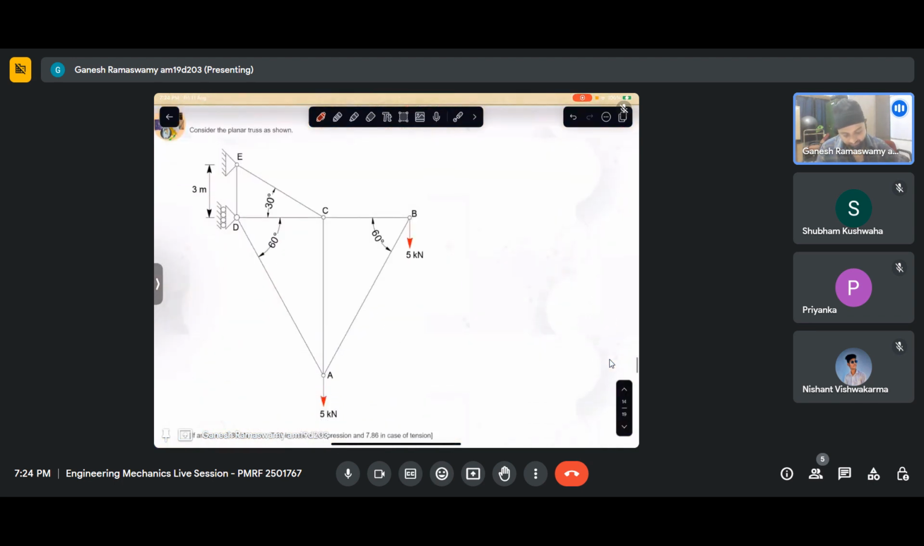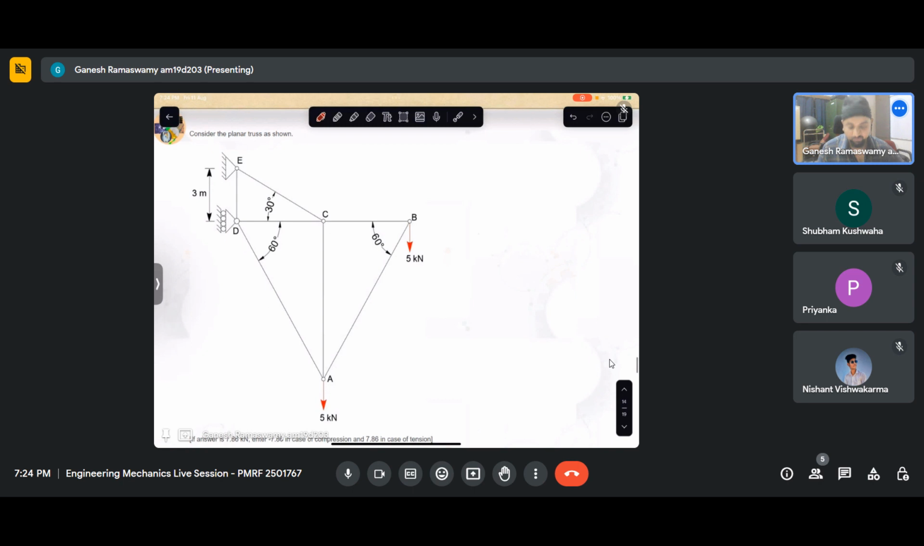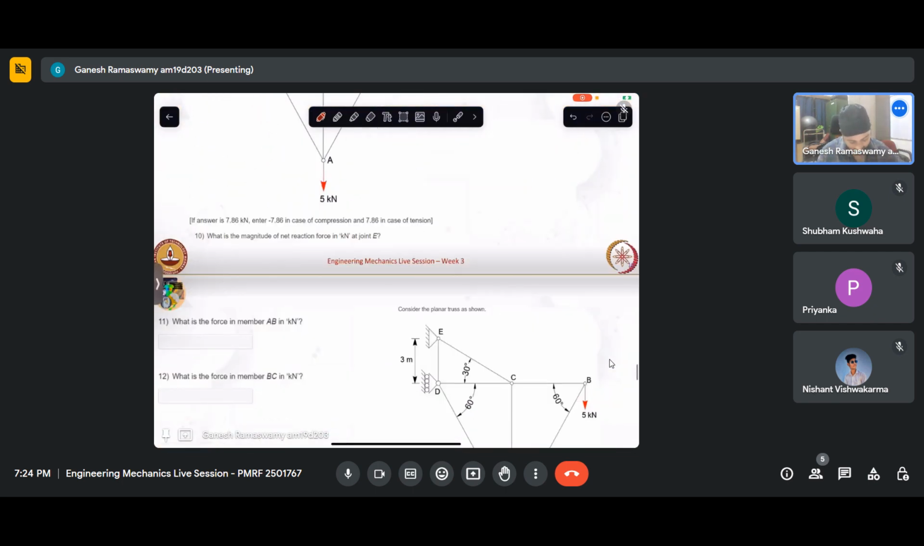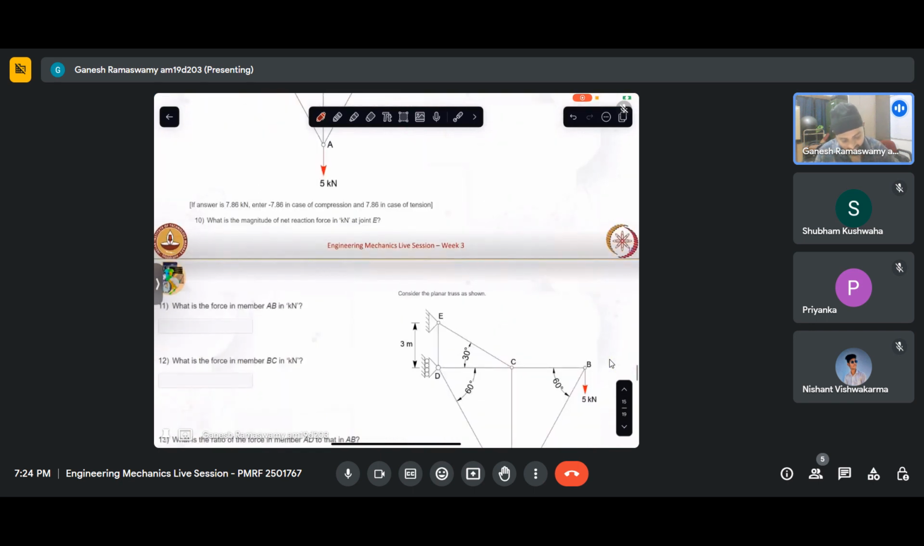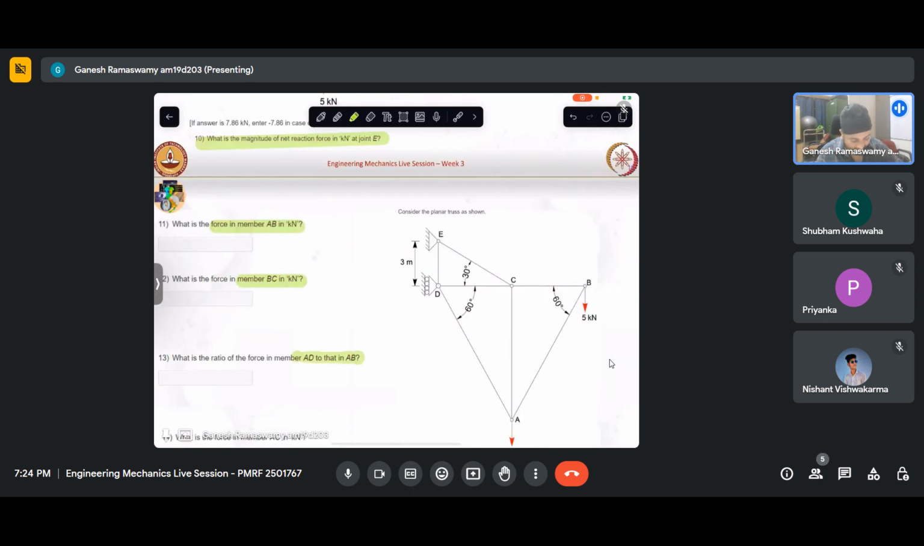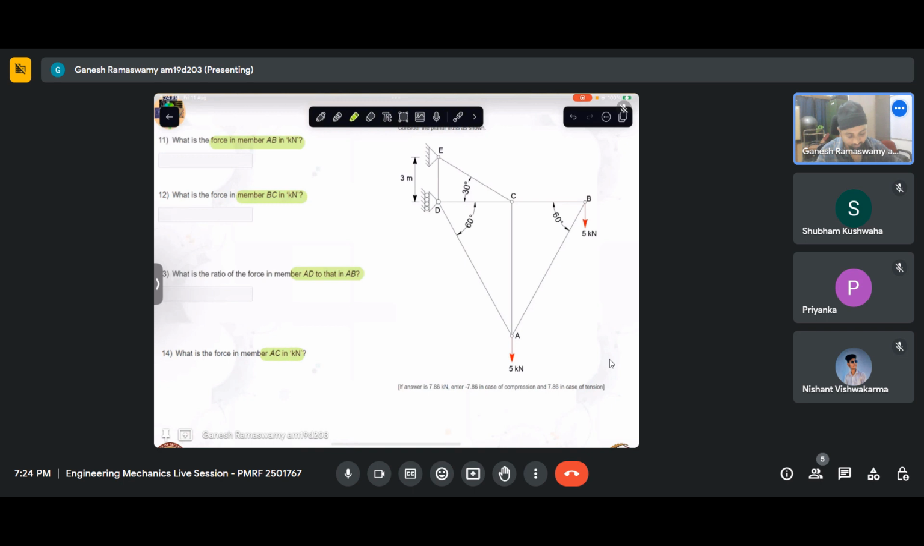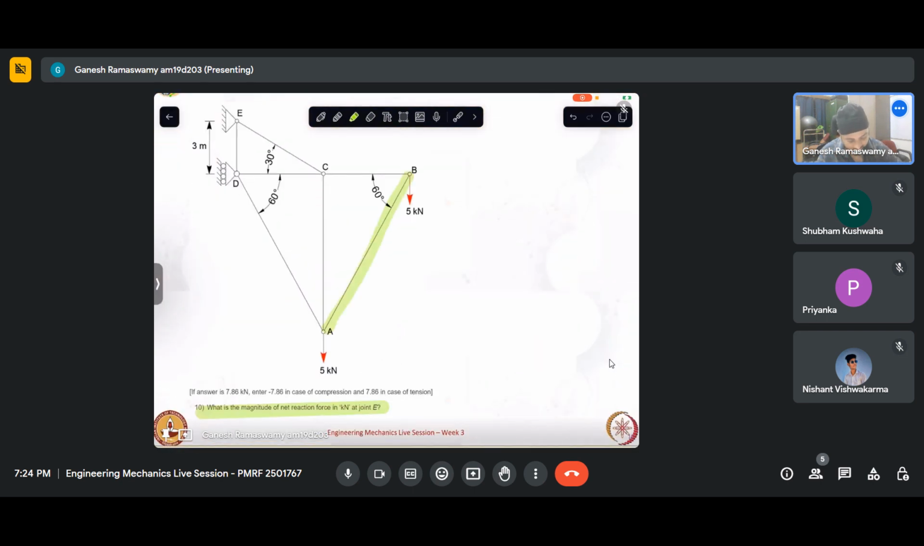So let us look at this problem. We have seen one on method of sections. Let us see what all we are asked to do here. So this is the question, and looking at the question, we can see what all is asked. Magnitude of reaction force at E is asked. Okay. Then force in members AB, BC, AD, and AC. So these are the four members where we need to find out the forces.